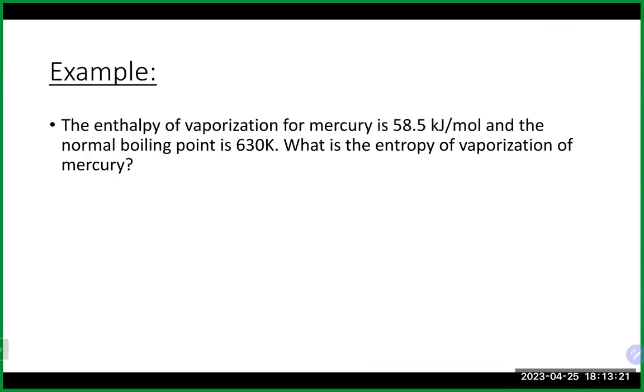Okay, so let's try one here. The enthalpy of vaporization for mercury is 58.8 kilojoules per mole. Normal boiling point 630 Kelvin. What is the entropy of vaporization here for mercury?